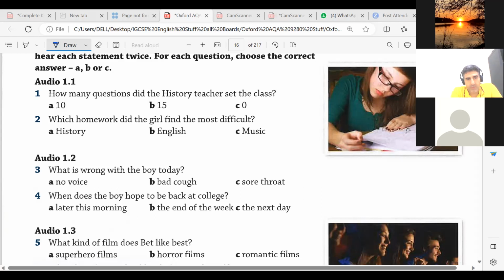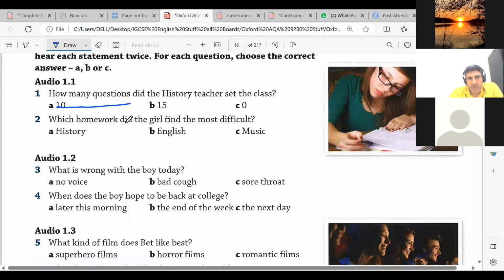What is the right answer, number 1? 10. How many questions did the history teacher set the class? So the key question here, how many? How many questions? 10. Khalid, do you agree with Akram? Yes, you are right.